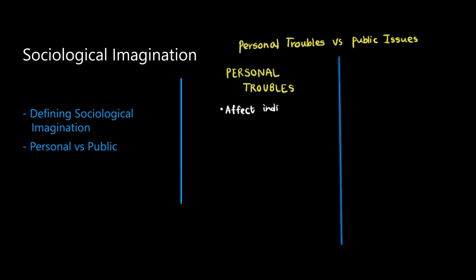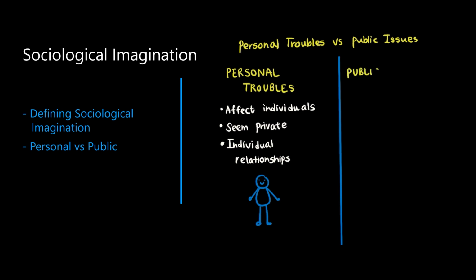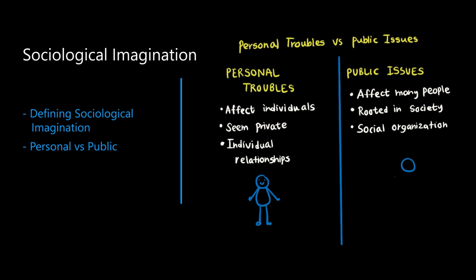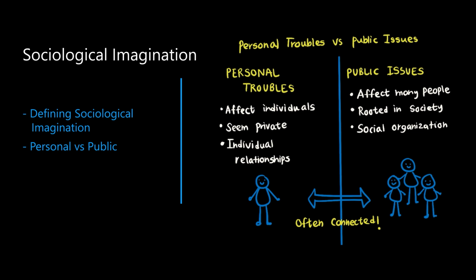Personal troubles are problems that affect individuals and their immediate relationships. They seem private and individual. Public issues, on the other hand, are problems that affect large numbers of people and are rooted in the organisation of society itself. The sociological imagination is the ability to see how personal troubles are often actually public issues in disguise. Let's use unemployment as an example again.